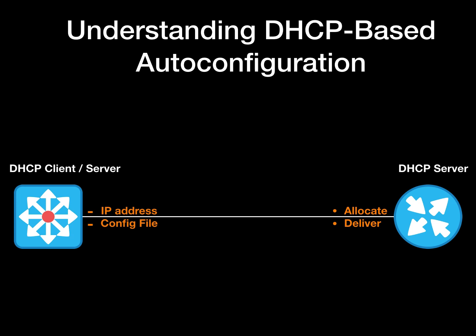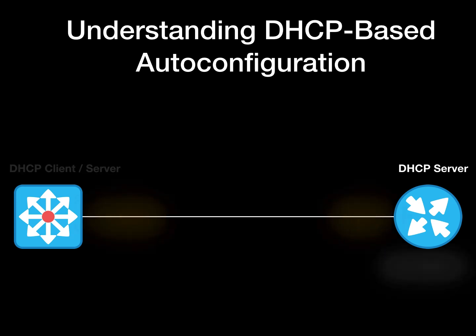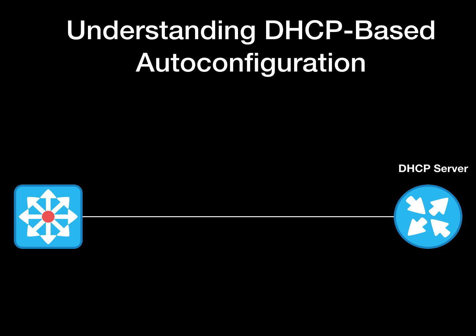During DHCP-based auto-configuration, your switch, the DHCP client, is automatically configured at startup with IP address information and a configuration file. With DHCP-based auto-configuration, no DHCP client-side configuration is needed on your switch. However, you need to configure the DHCP server for various lease options associated with IP addresses. The DHCP server for your switch can be on the same LAN or on a different LAN than the switch.